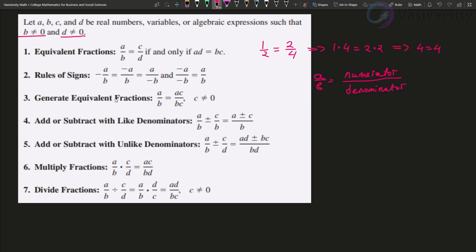And we can also generate equivalent fractions, as we saw in the first example. So A over B is equal to A times C over B times C, where C is not equal to 0. So we can multiply by a coefficient. So what would be an example? Let's say C is equal to 5, then 1 times 5 is 5, and 2 times 5 is 10. So 5 over 10, that's also 1/2.